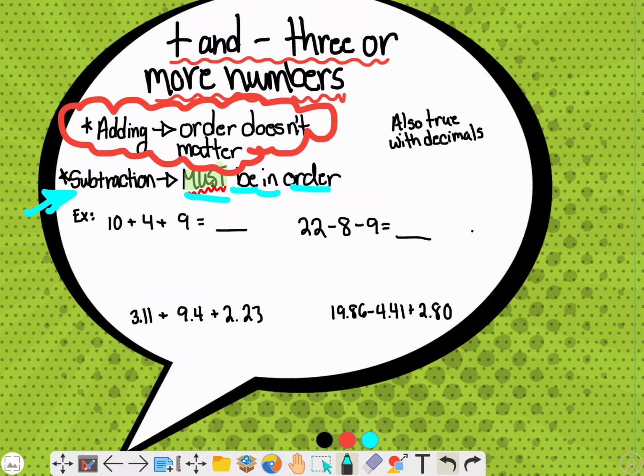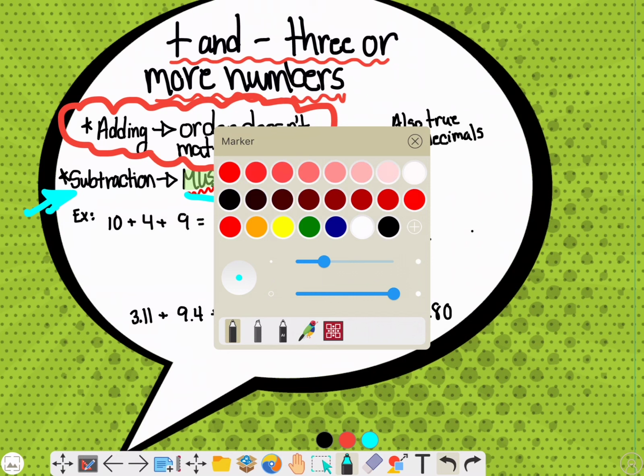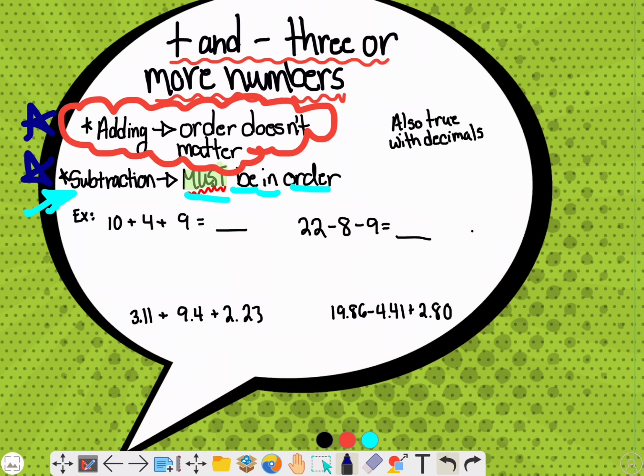Now, both of these are your only two rules for today. And these rules also apply with decimals. I won't say this video is going to be long, but I'm going to try to be thorough and tell you why and kind of use it in a story.